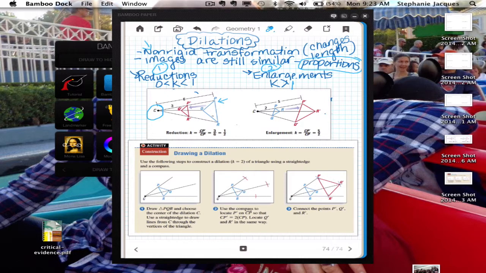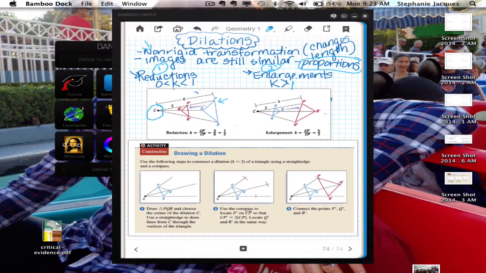And the way they did that is they looked at it, they drew a line from C to P and C to R, and what they did is they moved the object down the line, and in doing so it was making it smaller, so it's a reduction. And I'll explain this part in a second.